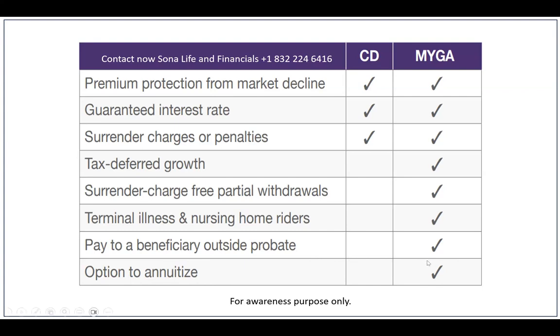Do you want life income, meaning every year you get some amount, or you want a lump sum withdrawal or partial withdrawal, whatever way you want money back, right? In CDs there is no such annuitization option. It's like the CD is done, you get your money back with the interest. So these are the main parameters where CDs differ from MYGA.